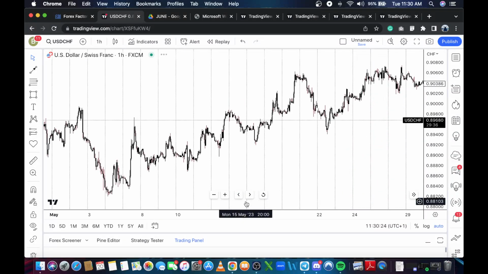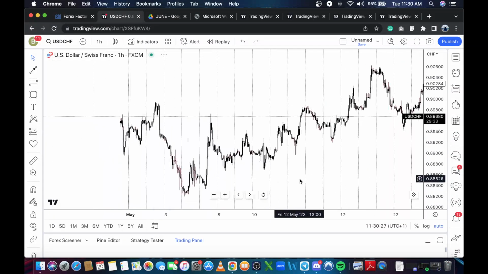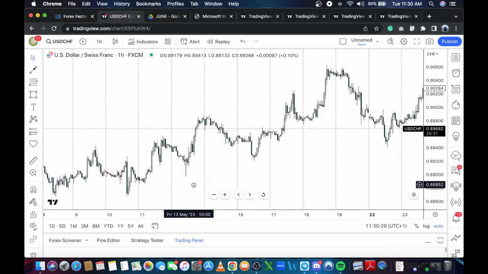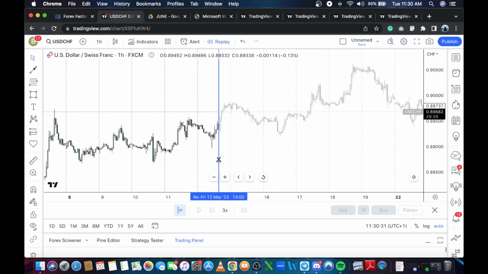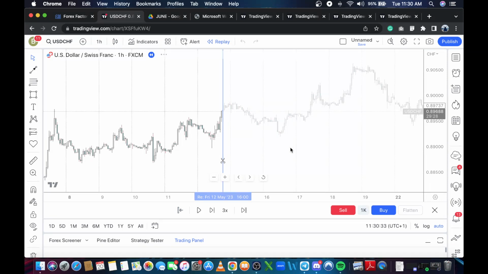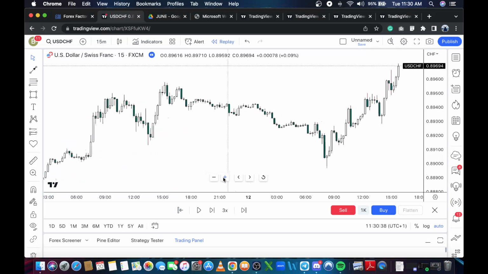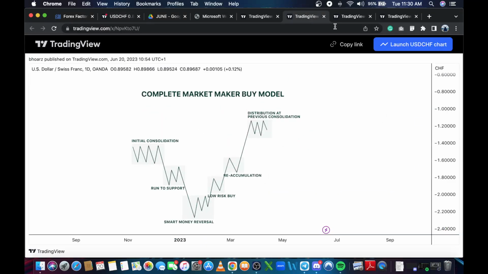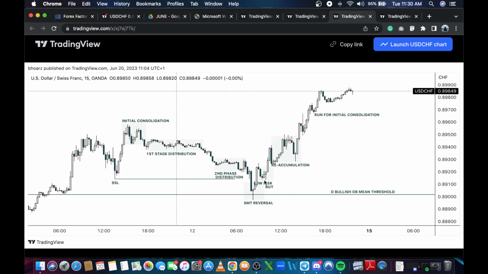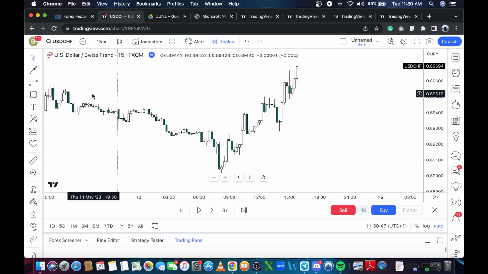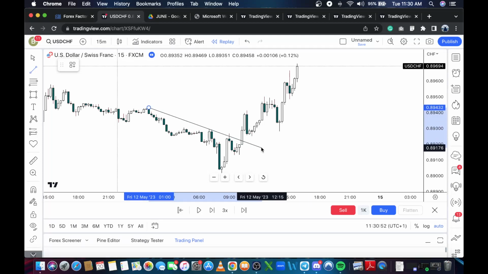So that was the 12th of last month. I believe that was the 12th of last month. Now, this is what we're looking at, which is the low risk buy. And if you pulled up your trend line, you're going to see that we have a trend line sell. Right? That's a trend line sell. A classic trend line sell.